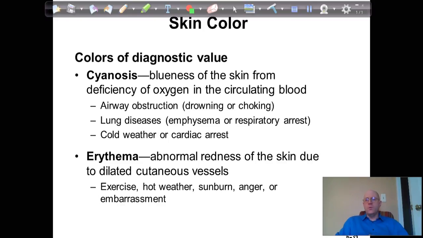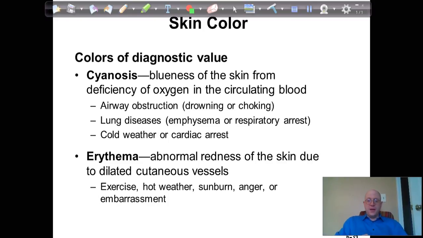The reason the cold weather would do it, or say being in the water until your lips turn blue, is because cold temperatures tend to reduce the size of your lung vessels, so less oxygen is getting into your lungs with every breath. Right? So, blue skin, cyanosis, reduction of oxygen in your blood.